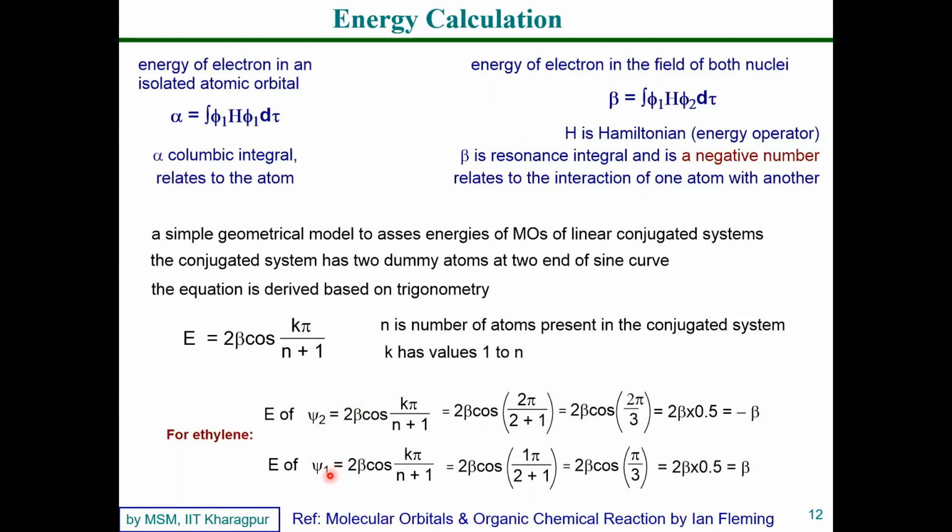For the pi orbital psi 1, the energy is 2 beta cos(k pi/(n+1)). Here k equals 1 because you are considering psi 1, and then overall it comes to beta. All this I am checking with the book Molecular Orbitals and Organic Chemical Reactions by Ian Fleming, so I am following that book.